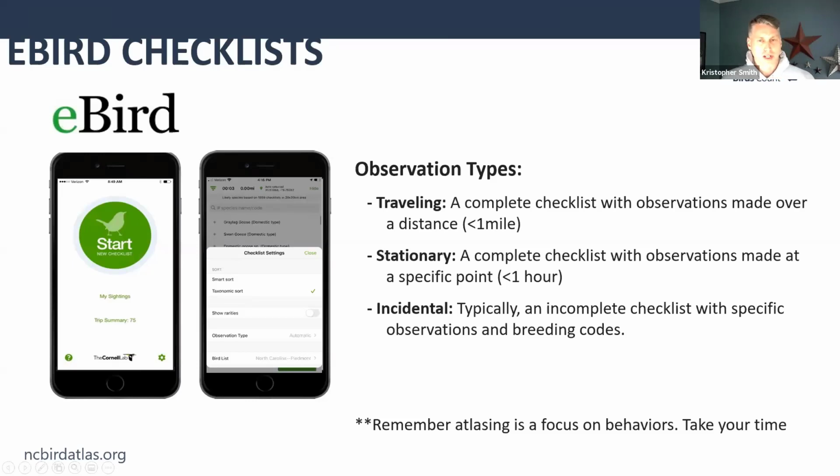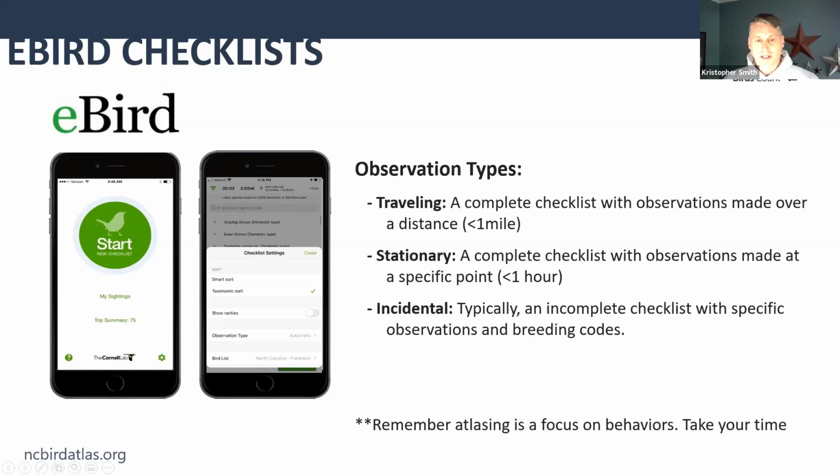A stationary observation is a complete checklist with observations made at a specific point. So if you had driven your car to a site, parked the car, walked into the woods or onto the field a little ways, and you stopped and stood there, observing all of the birds in that area, then that is a stationary observation. We are asking you to keep that observation to less than an hour. So if you're just watching the behaviors of all the birds around you, making notes of them, again, a stationary count, we are trying to keep that under an hour.